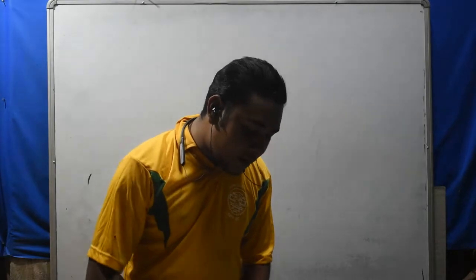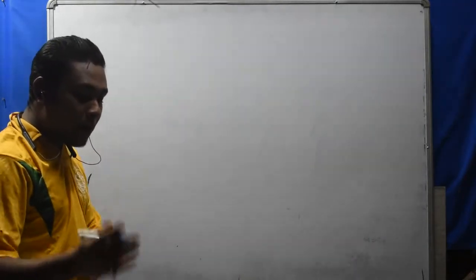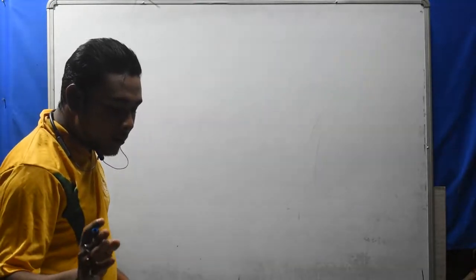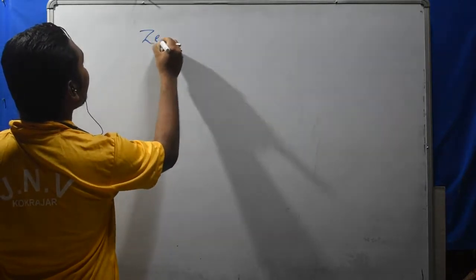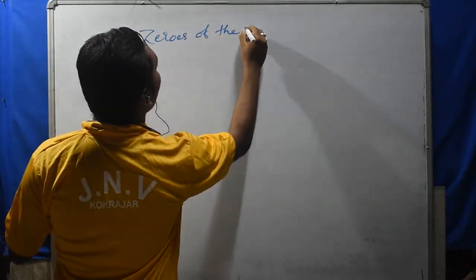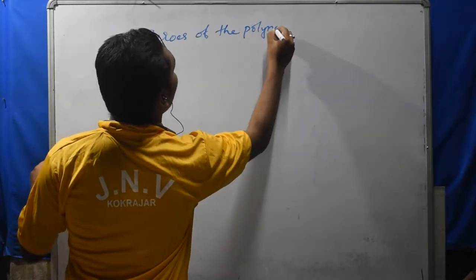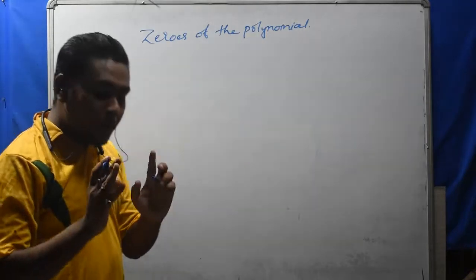So in this video, which is for class 9 students, chapter number 2, exercise 2.2, we have to find zeros of the polynomial. Let us see an example, and then only we will proceed to exercise 2.2, zeros of the polynomial. Understand the technique. Very easy chapter, very interesting.